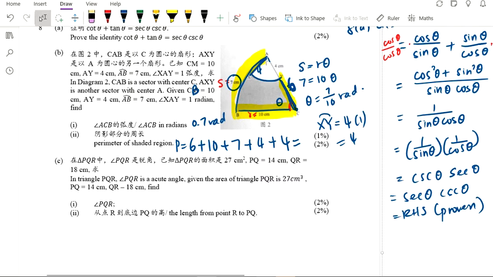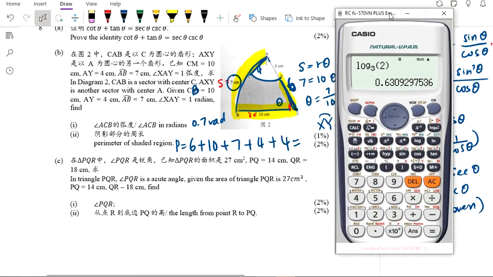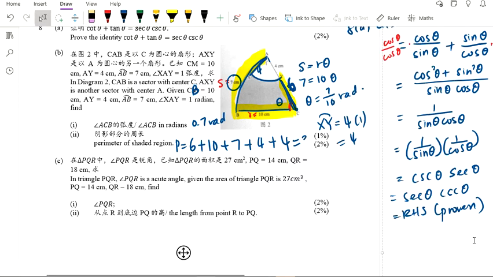6 plus 10 plus 7, then plus 8. So it should be 31, equals to 31 centimeter.